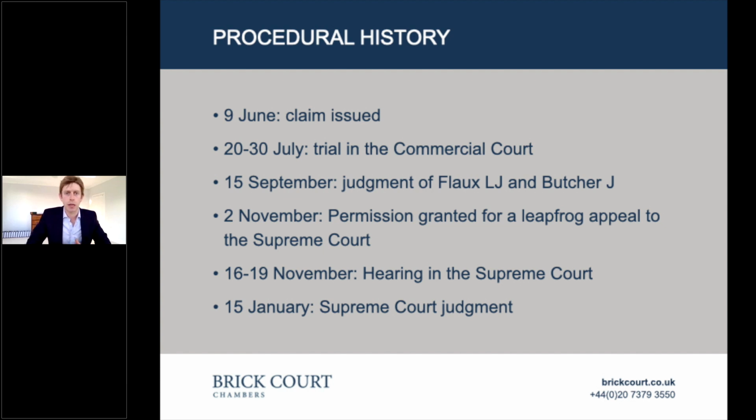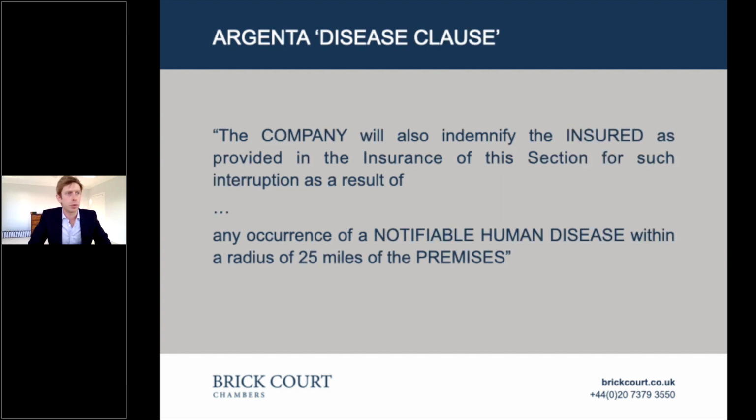The disease clauses had some differences of language, but they're all broadly similar. By way of example, you can see on this slide ARGENTA's disease clause, which states that it provides cover for business interruption as a result of any occurrence of a notifiable human disease within a radius of 25 miles of the insured premises. It was common ground that COVID-19 has been a notifiable disease in England since the 5th of March, when it was added to the list of diseases in Schedule 1 to the Health Protection (Notification) Regulations 2010.